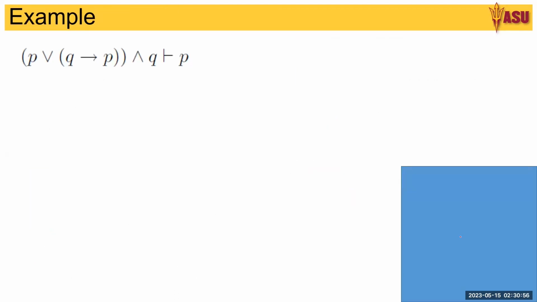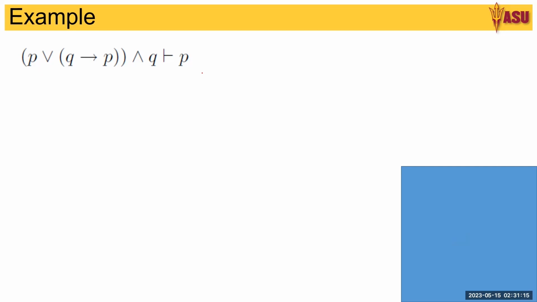So our first example is: P and Q implies P or Q, the whole thing, and then we can validate that P is true. If this is true on the left-hand side, then P on the right-hand side holds as valid.